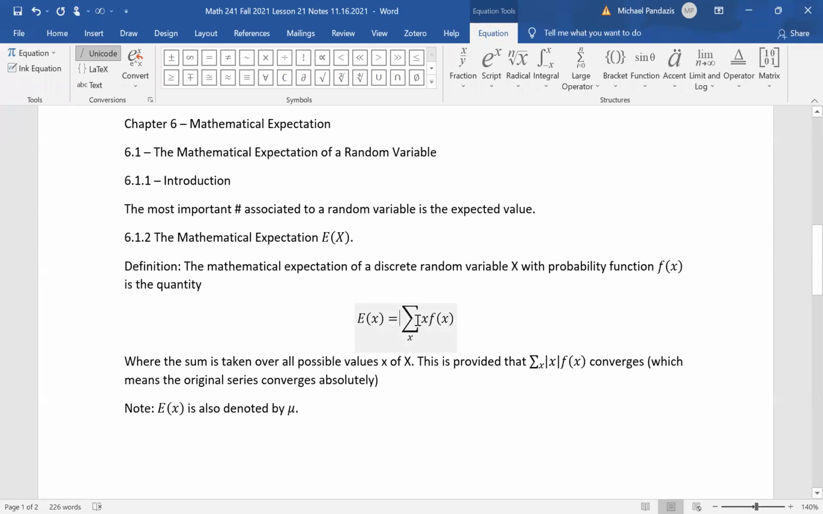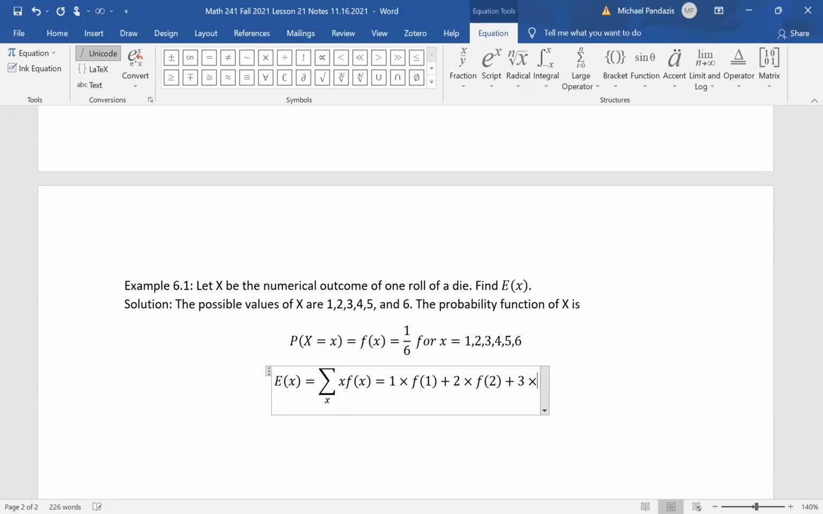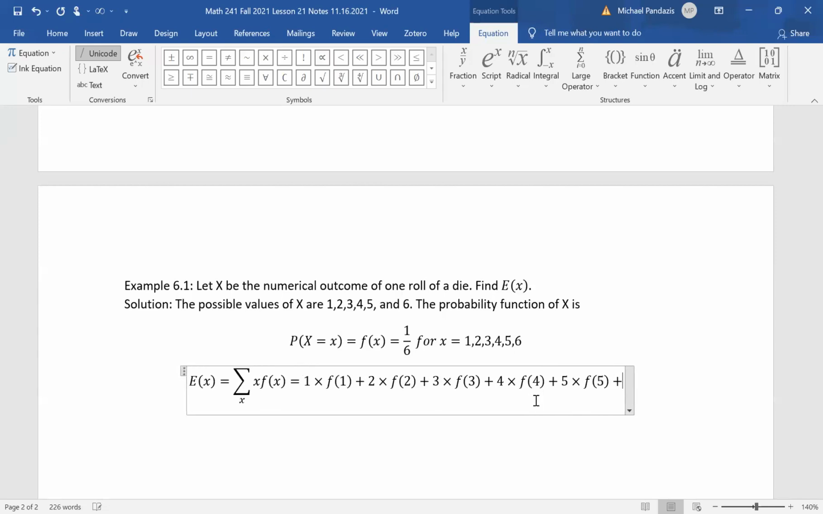If you want to find the expected value of this discrete random variable capital X, it's equal to, by definition, the sum over x of x times f of x, provided that this series converges absolutely. The possible values of x are 1, 2, 3, 4, 5, or 6. So you take each of them and multiply them by the probability that x takes on that value. So it's 1 times f of 1 plus 2 times f of 2 plus 3 times f of 3 plus 4 times f of 4 plus 5 times f of 5 plus 6 times f of 6.